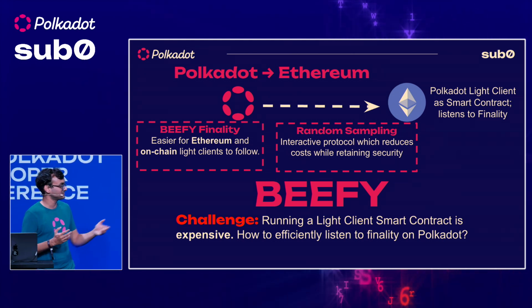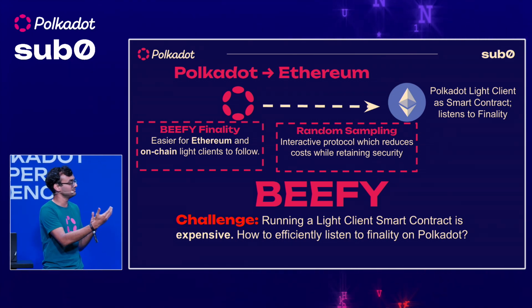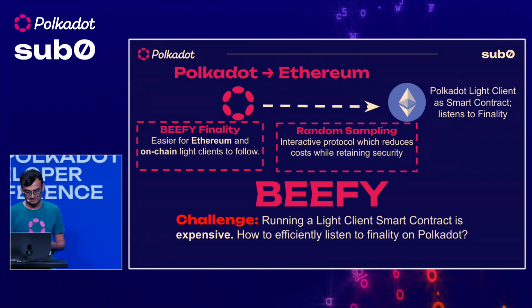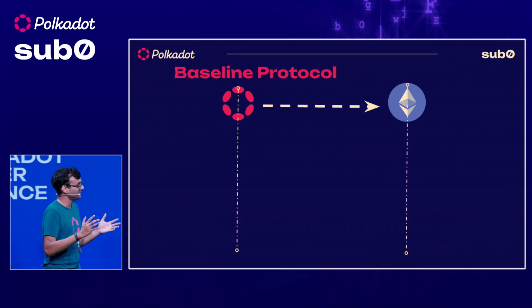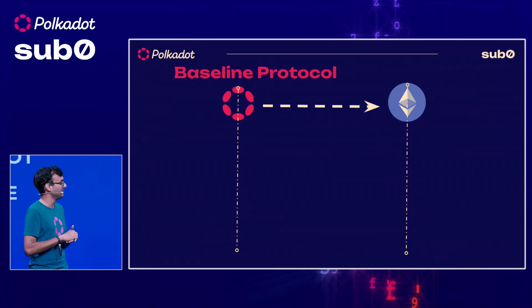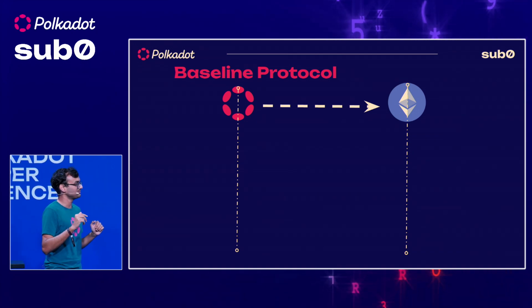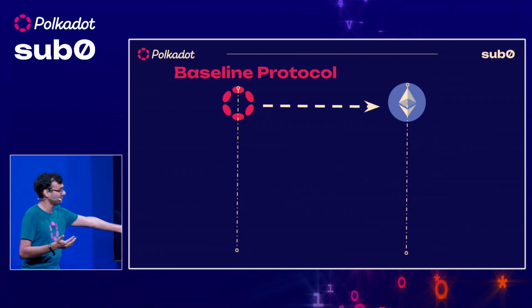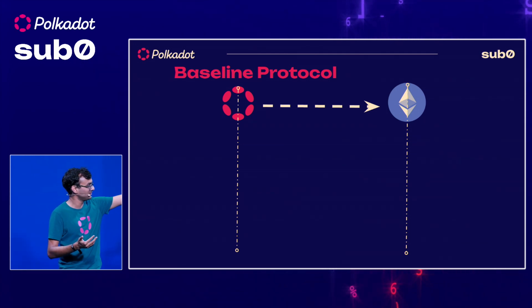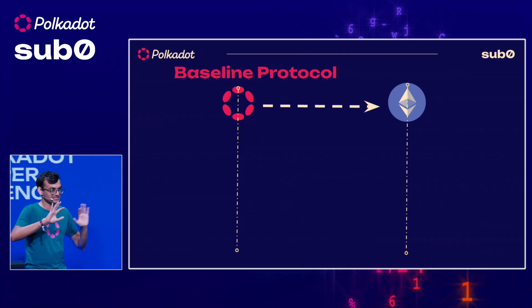And the rest of the talk is going to focus on this random sampling technique, on how Ethereum listens to Polkadot's finality, right? So I'll try to explain the protocol at a very high level. I'm obviously omitting a lot of details here, through something called message sequence charts, right? So you can think of Polkadot as one of the actors, the light client smart contract on Ethereum as the other actor, kind of abstracting some things out.